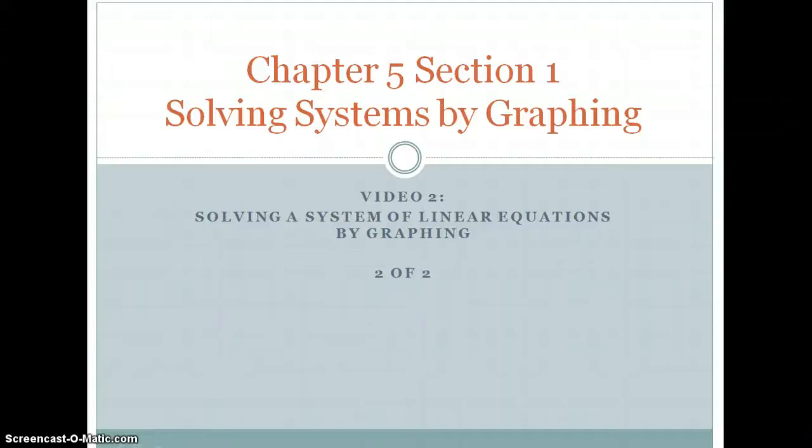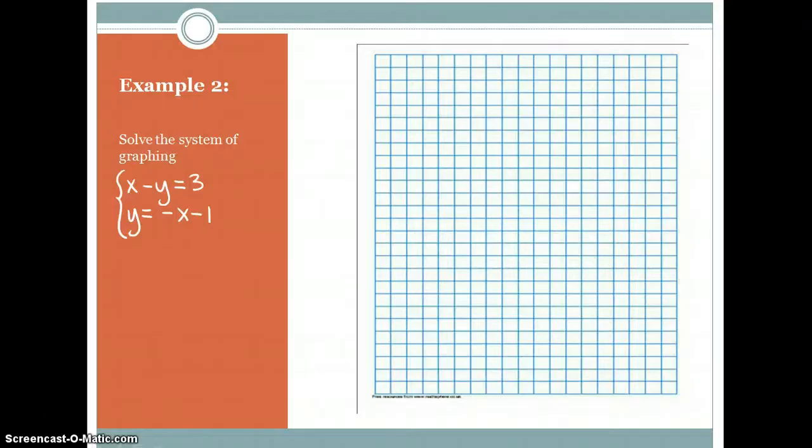So this is the second video for Chapter 5, Section 1, Solving Systems by Graphing. And this one specifically is covering solving a system of linear equations by graphing. The example says solve the system by graphing. So we have x minus y is equal to 3, and then y equals negative x minus 1.